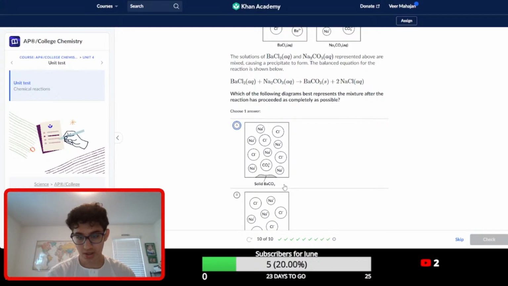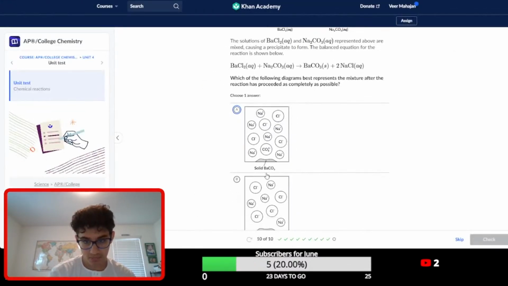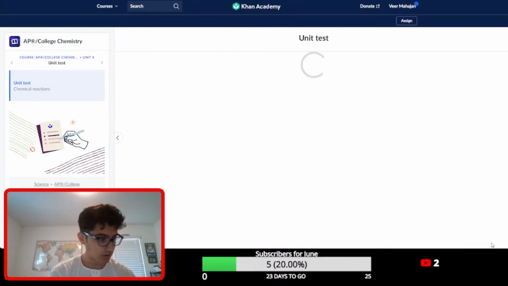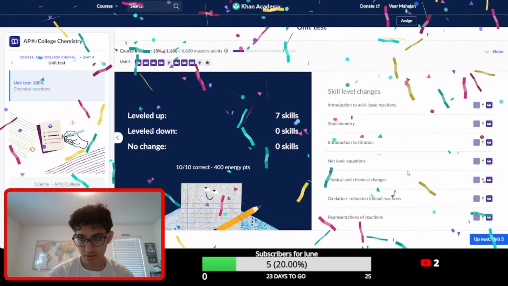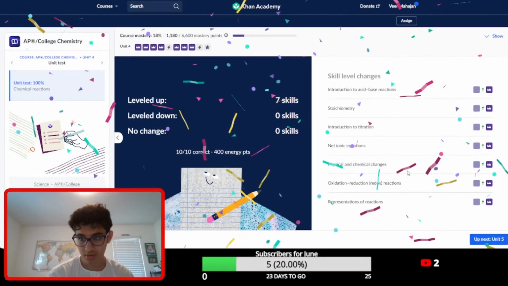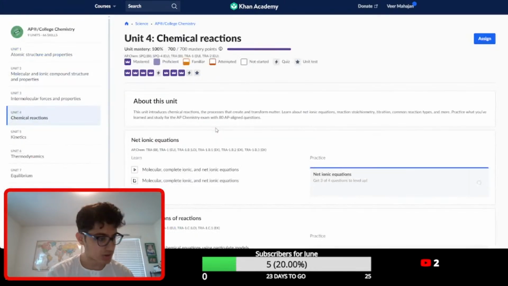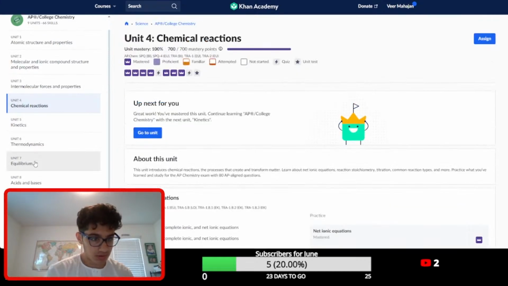The Ba and the CO3 will cancel out from here, so there shouldn't be any of that left. So this thing over here should not be left. So it should be B, and that seems correct. Okay, good. Done. All of them leveled up. I think we're just done with this unit now, which is a good thing. Yeah, 100% done.